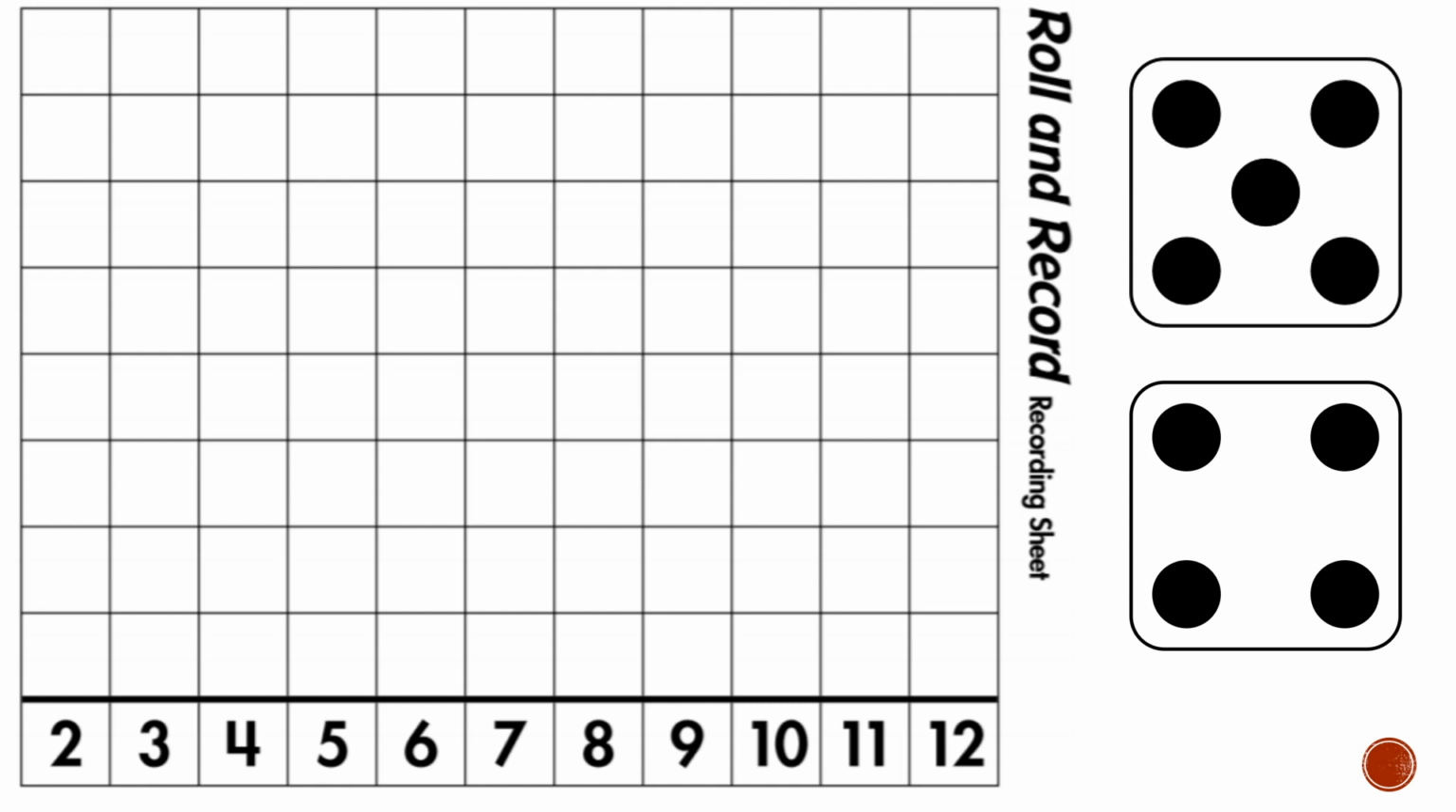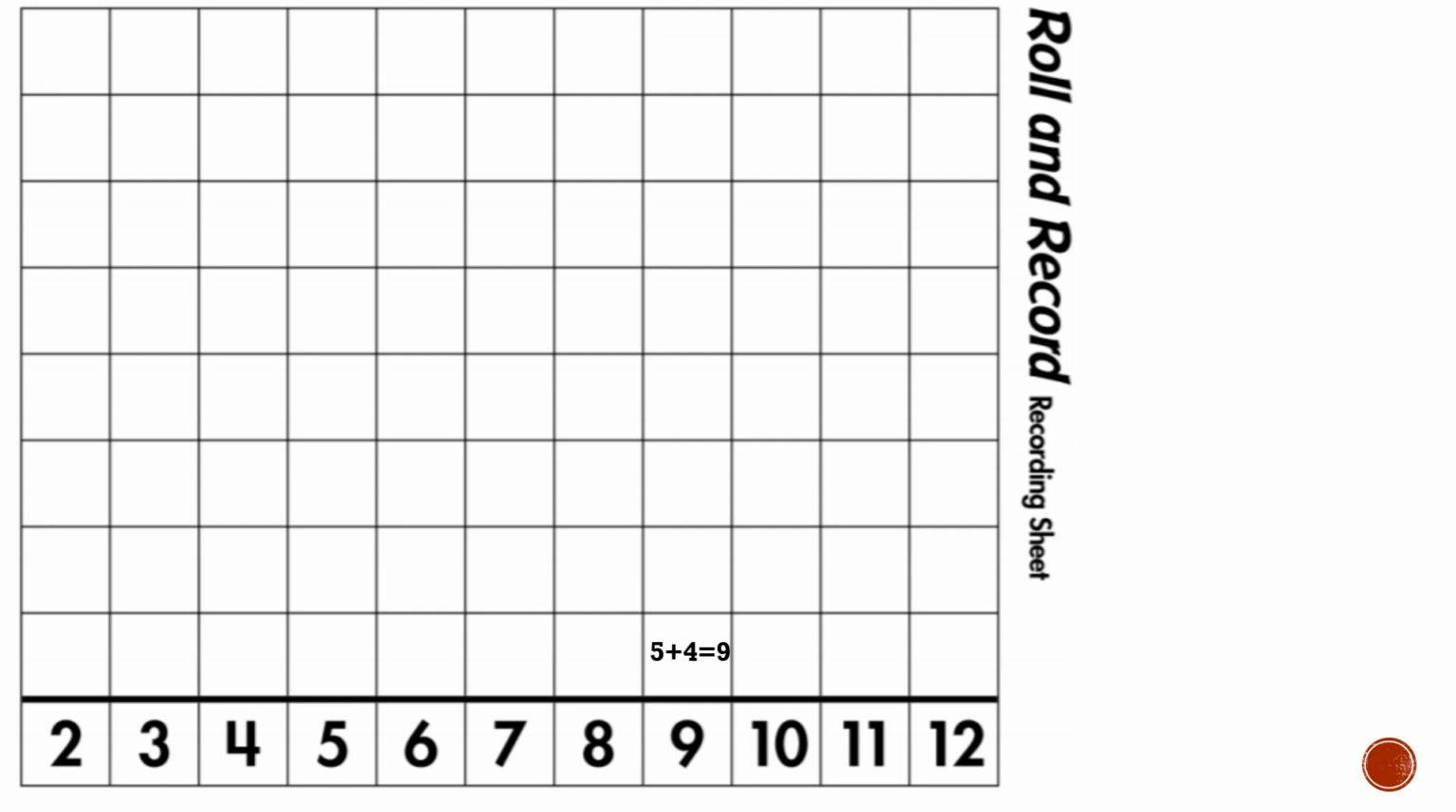Okay, so above our box where it says 9, we're going to go ahead and put something there. We're going to put our number sentence. So we know that 5 plus 4 equals 9. So what we're going to do is continue rolling both of our dice, or spin our spinner 2 times, and keep track of the numbers that we're working with here, right? Okay, let's move on to our next example.